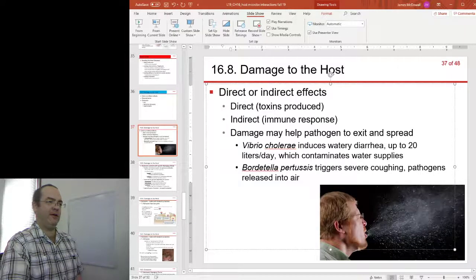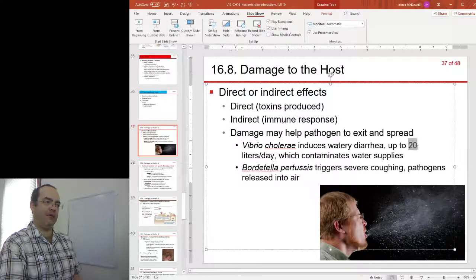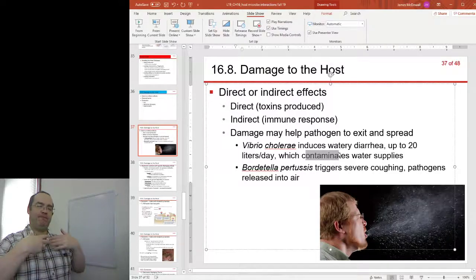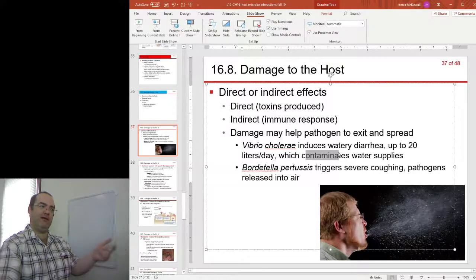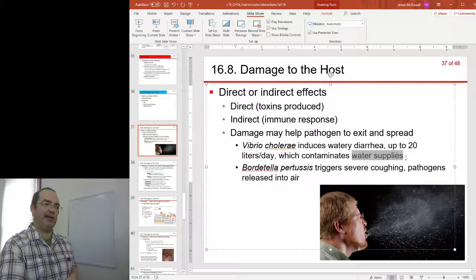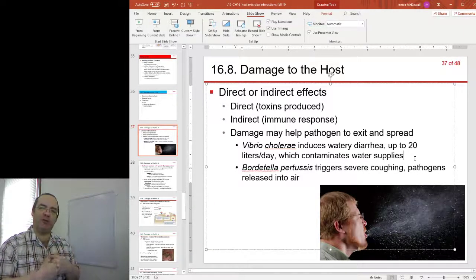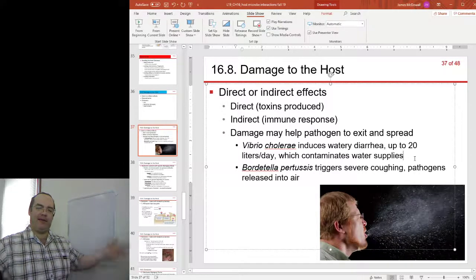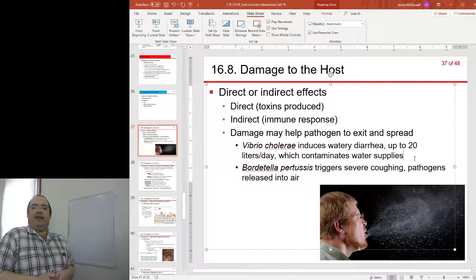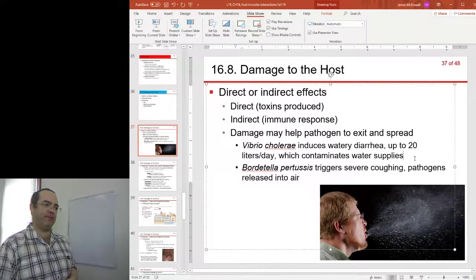Vibrio cholerae produces cholera, watery diarrhea, up to 20 litres a day. The bacteria is released out of the body, contaminates water supplies, and then contaminated water is drunk by the next set of people, and they get infected, and kind of the infection just snowballs.